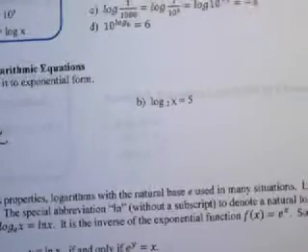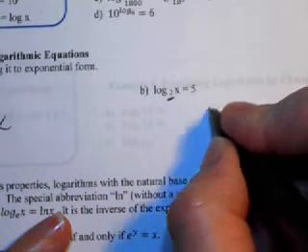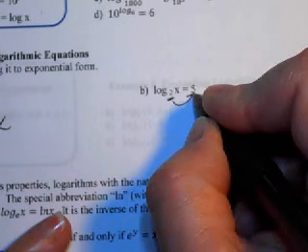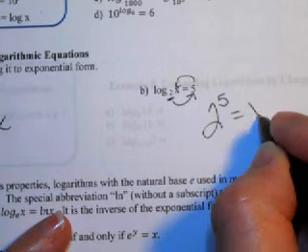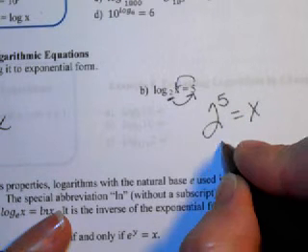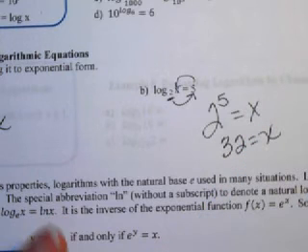Okay, if we're going to solve this one, we're going to say the same thing. We're going to start with the base. So this will be 2, come to the outside to the fifth, come back and pick up the x. So 2 to the fifth is 32, so 32 equals x.